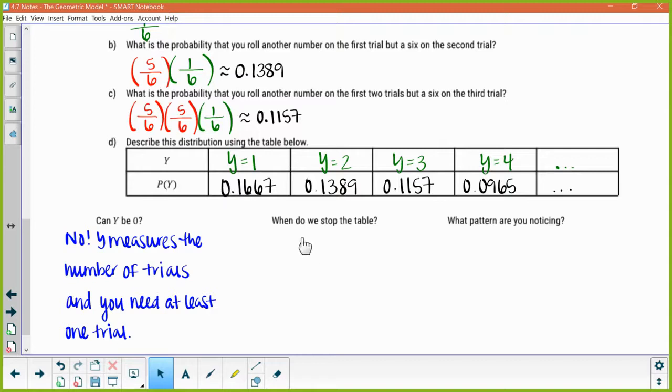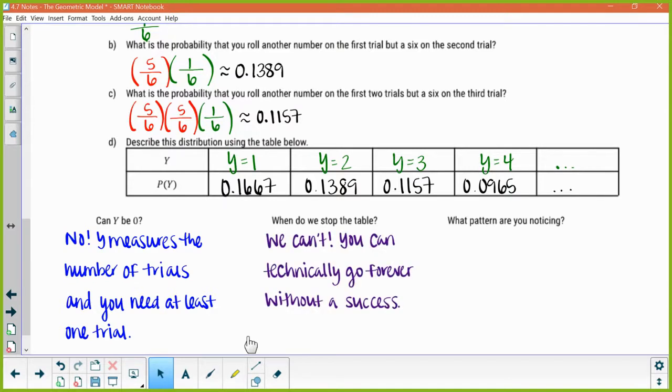So when do we stop the table? Like I just said, we don't. We can't. We can technically go forever without seeing a success, in this case, a 6 on a die. Now, is that likely? No, but in theory, yes, we could go on forever. And what pattern are we noticing?